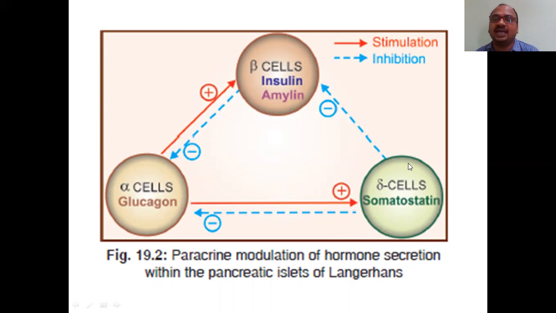And this is the extra link you have to remember. Delta cell inhibits the beta cell. You can also remember one more technique there. Alpha cells stimulate both, whereas delta cells inhibit both. Like that, you can enjoy the topic.